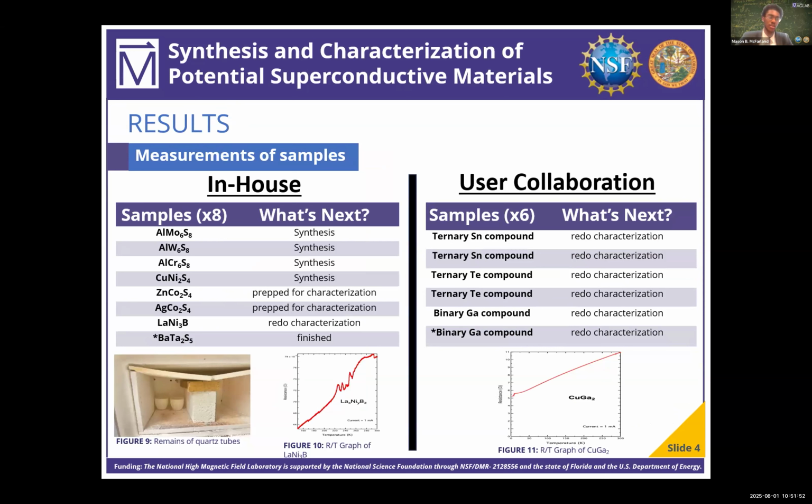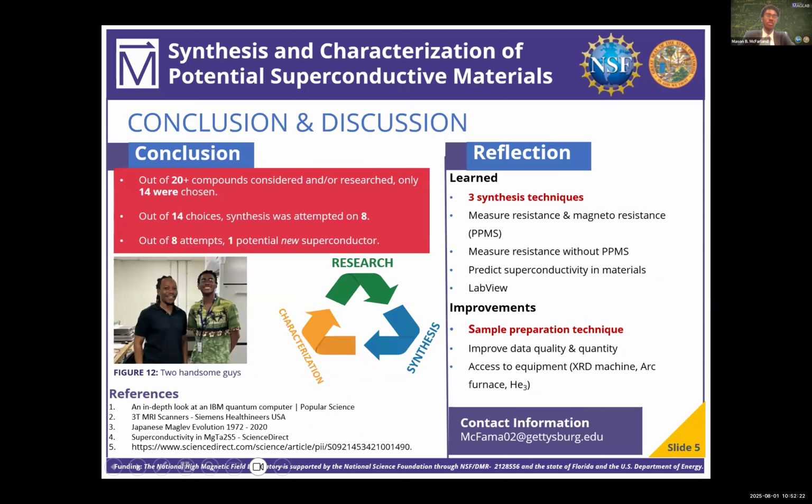We also had a chance to work with users, and we measured a total of 6 of their samples, and we have an example on figure 11 of one of their samples. In conclusion, out of 20 compounds considered in our research, only 14 were chosen. Out of 14 chosen, synthesis was attempted on 8, and out of the 8 attempted, only 1 had a potential to be a superconductor, which was shown in the previous slide.